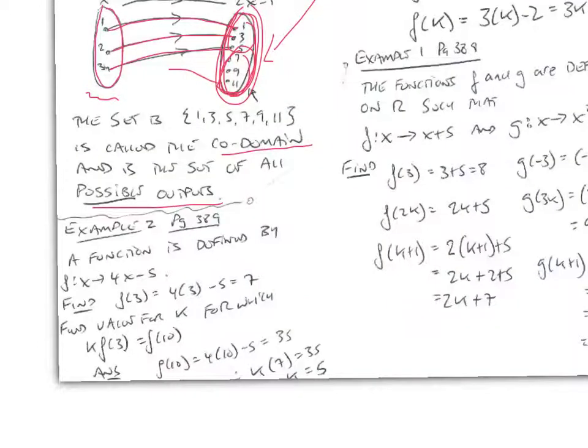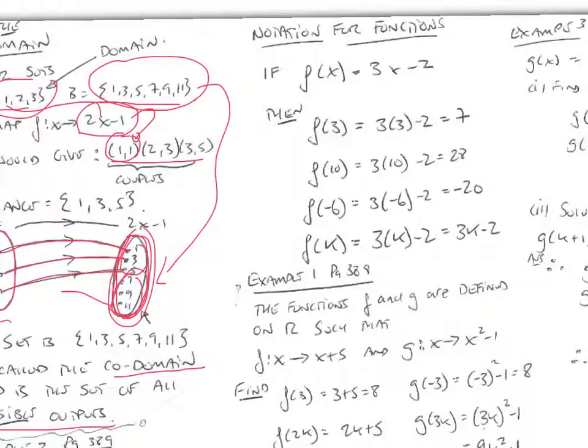Let's look at the notation for functions in greater detail. If we have a function f of x is equal to 3x minus 2, then f of 3, when x is 3, is equal to 3 times 3 minus 2, which is 7. F of 10, i.e. x equals 10, is 3 times 10 minus 2, which is 28. F of minus 6, when x is minus 6, is equal to 3 times minus 6, which is minus 18, minus 2 is minus 20.